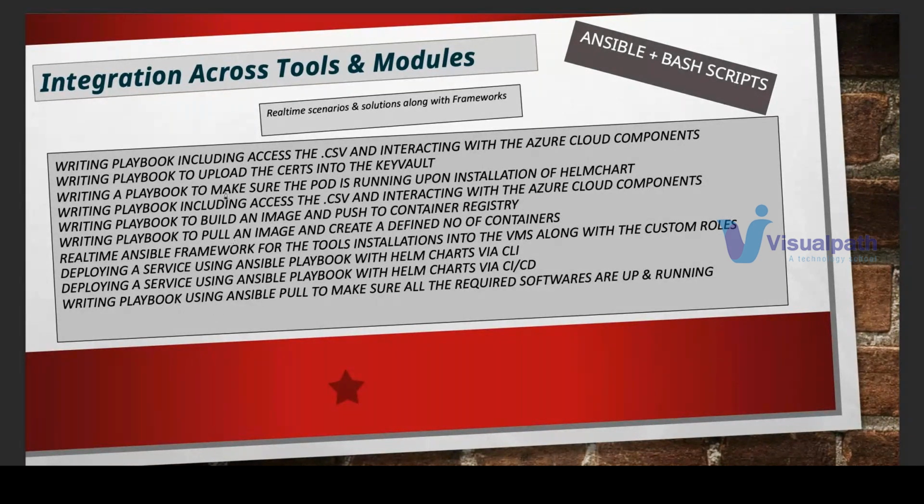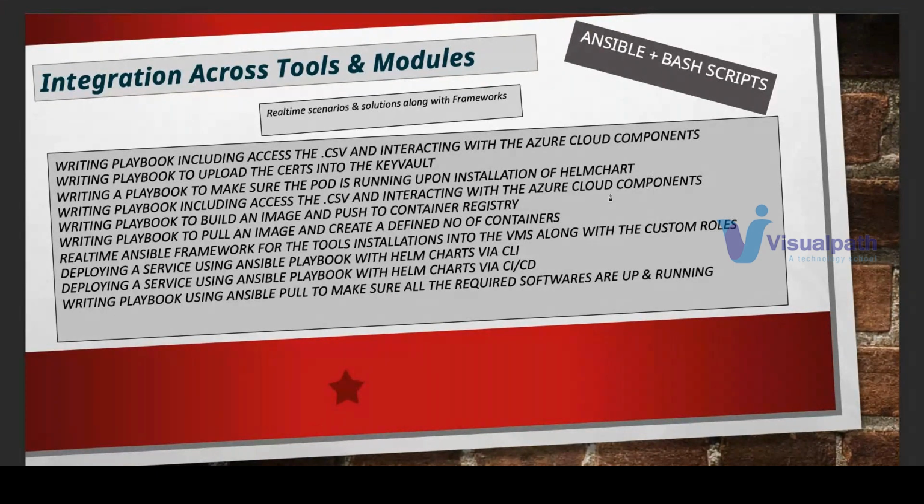If you see this one, how to write different types of playbooks, especially a playbook referring to a CSV file, how to interact with Azure cloud components, and a playbook to upload the certificates into the key vault. These are all real-time use cases, team. Definitely you require these things. A playbook to make sure the pod is running upon installation with the Helm chart or not. A playbook that will access the CSV and interact with the, I think it's duplicated, sorry.